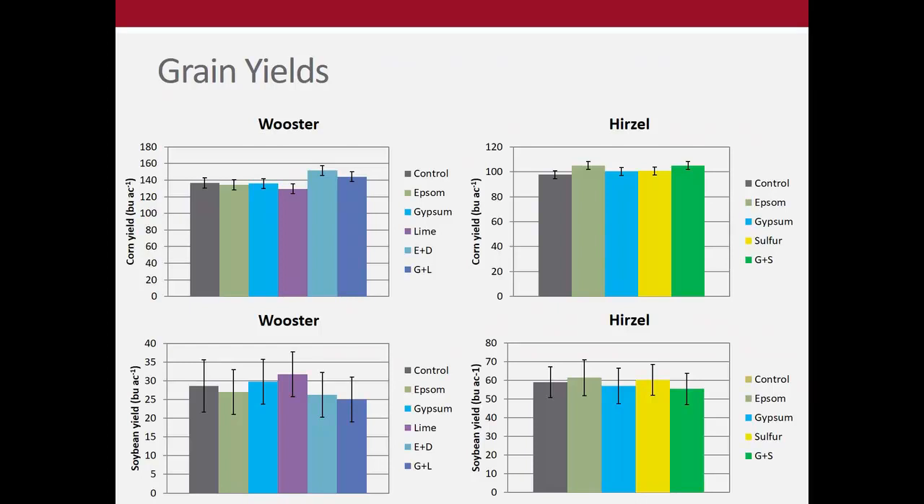Okay, now yields. Like I mentioned earlier, not much in the way of a yield response here, and this has been pretty much what we've seen every year we've tried this experiment, so the last 4 years. No effect on corn yield, no effect on soybean yield. I didn't put the small grain yields on here, but it's the same story. We haven't been able to see anything in terms of the yield we've gotten from these treatments.